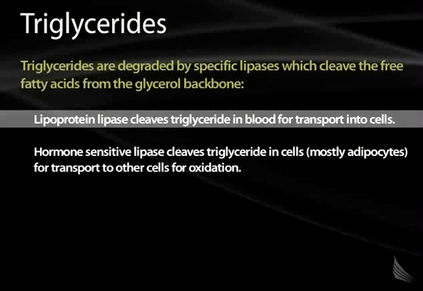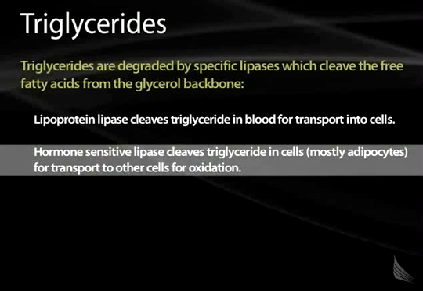There's also a lipase called hormone-sensitive lipase, and this cleaves triglyceride in cells, mostly in adipocytes, for transport to other cells for oxidation. It's called hormone-sensitive because it responds to glucagon in releasing free fatty acids in the fasted state to produce more energy.